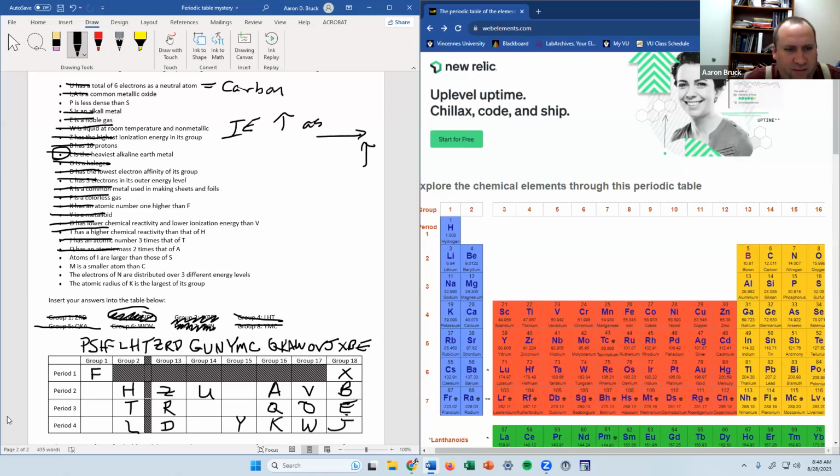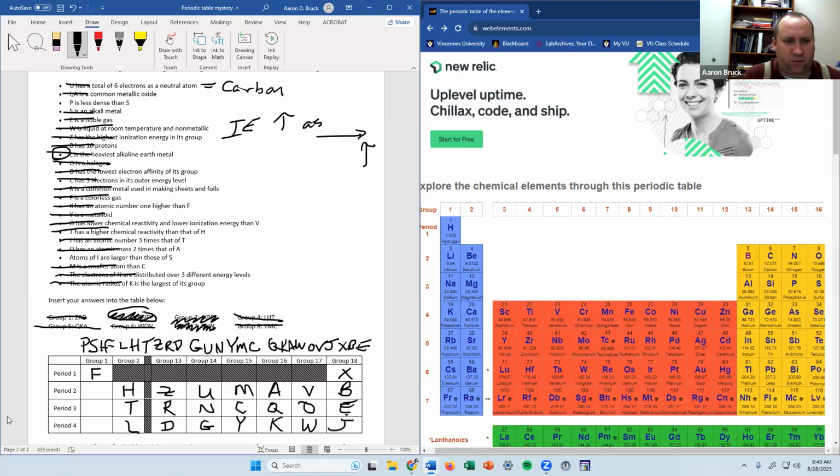Atoms of I are larger than atoms of S. Okay, again, all I know is that S is going to be higher on the table than I is. M is a smaller atom than C. Okay, so that means that C must be bigger than M, which means it's going to be further down on the table. The electrons of N are distributed over 3 energy levels. One of the nice things about the construction of the periodic table is that it does give us the number of energy levels. So a 3 energy level atom would be in period number 3. So since N is there, that means that G must be there. We already figured out K is the largest of its group.